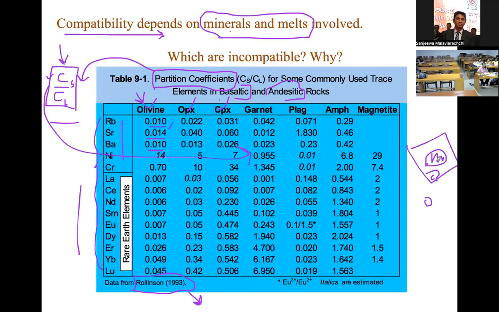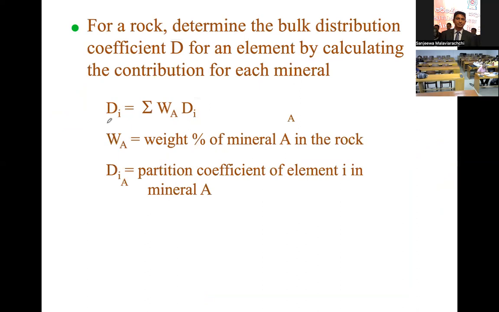So if you take a rock as a whole, because a rock is made up of different phases, we should be able to find out the partition coefficient of a particular element in a given system for that rock itself, right? Not just the single phase, but for the whole rock, the entire rock. That is also there. It's called bulk partition coefficient, or bulk distribution coefficient in such a situation.